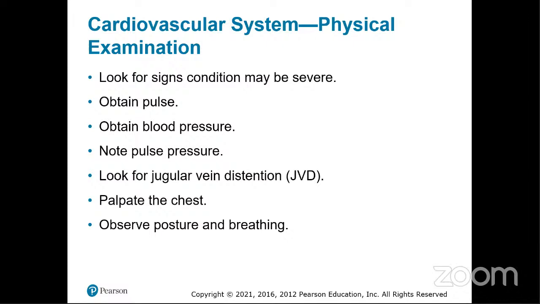Note the pulse pressure, that's the strong or weak. Look for JVD, jugular vein distension. You're going to see that in their neck, right? You're going to see that jugular vein. It's just going to be great, big and bold and distended.